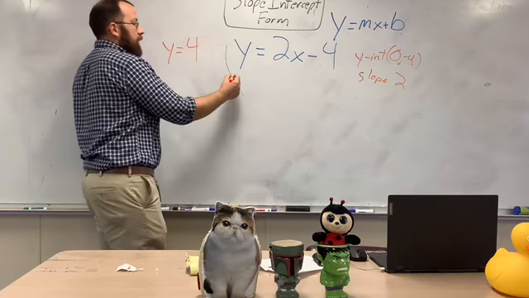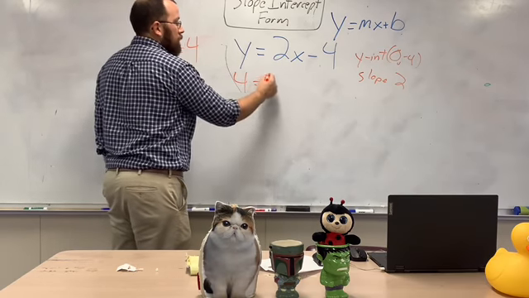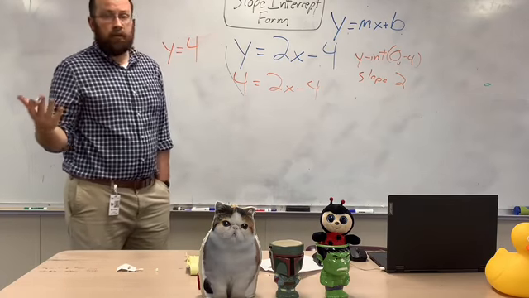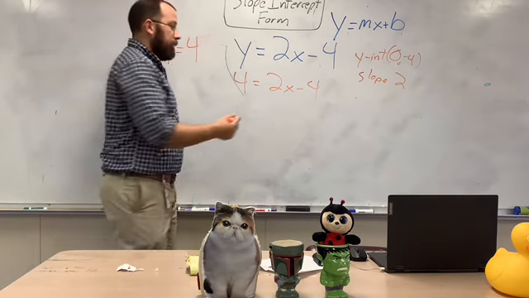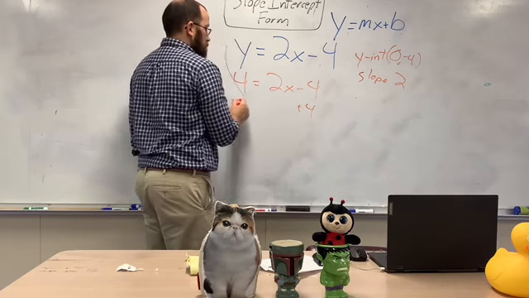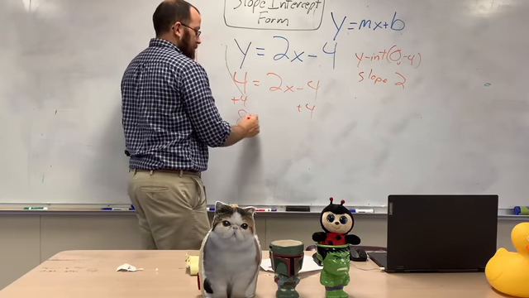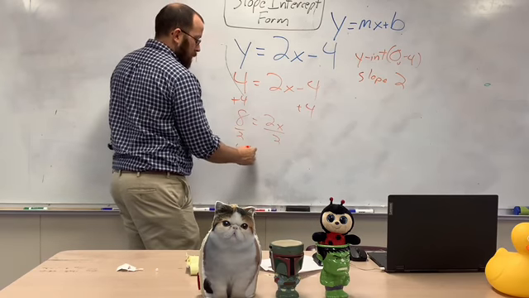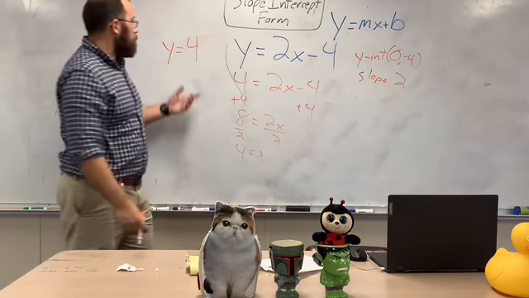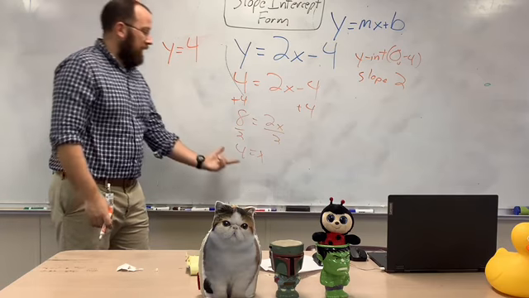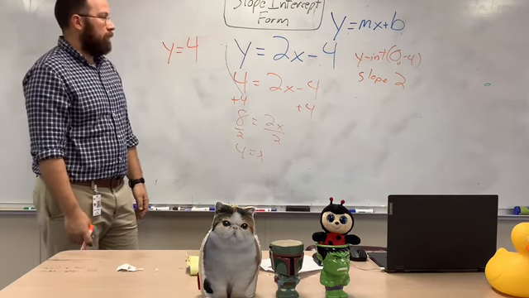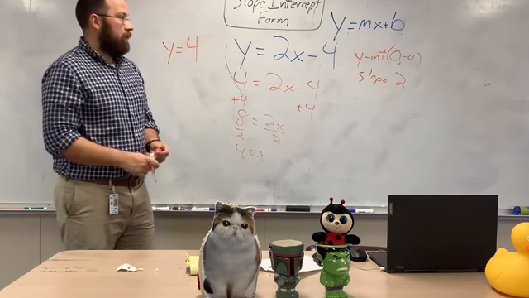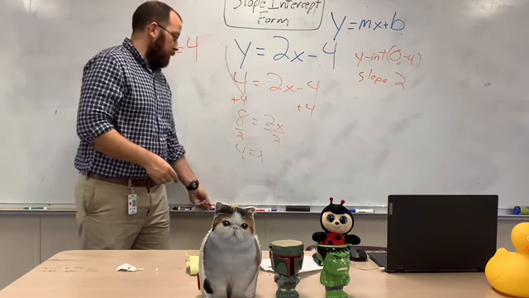So now I plug in that 4. Now I just solve it like it's a regular two-step equation. Plus 4, plus 4. 8 equals 2x, divide by 2, divide by 2, 4 equals x. So whenever y is 4, x is also going to be 4. So that is the answer if I'm looking for the x.